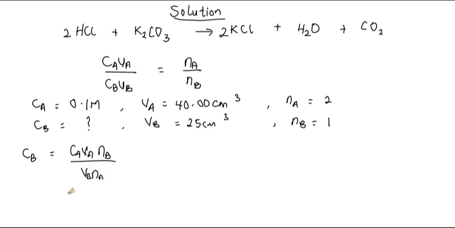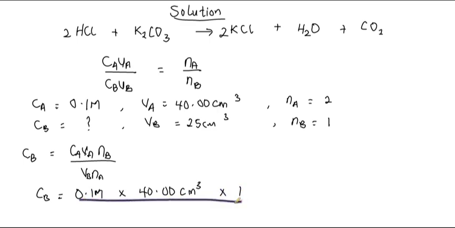Now the next thing to do is to substitute the values. So we have Cb equal to Ca, which is 0.1 molar, multiplied by Va, 40.00 centimeter cube, multiplied by Nb, which is 1, all divided by Vb, which is 25 centimeter cube, multiplied by Na, which is 2.